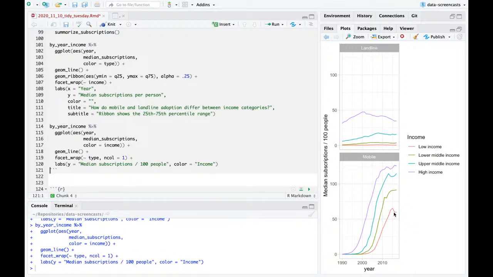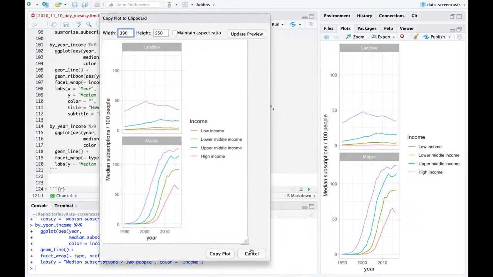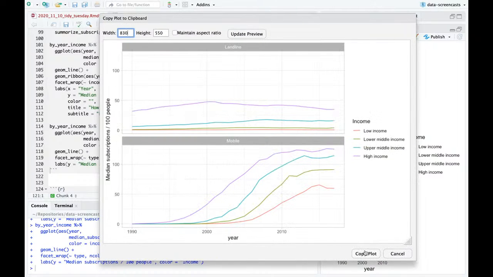So it's still true that, let's say, in low-income countries it's fewer than one subscription per person, whereas in high-income countries that's not the case. Okay, so these are some things we can look at in terms of how we examine trends over time. I like this even more than the other.